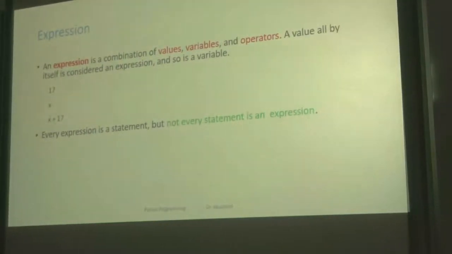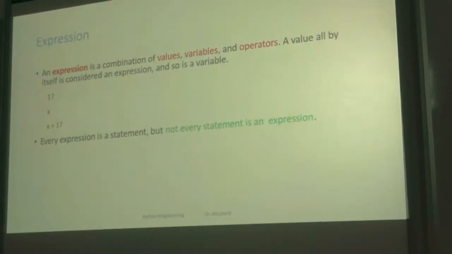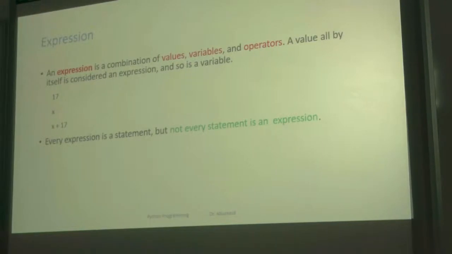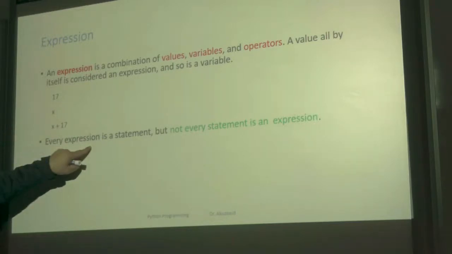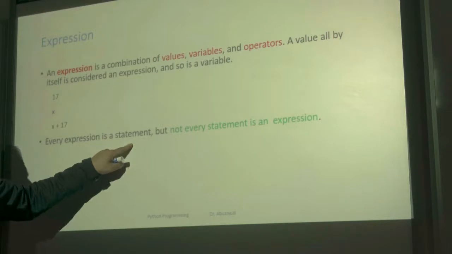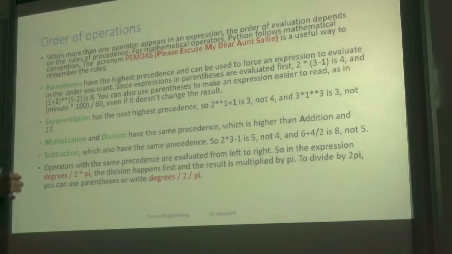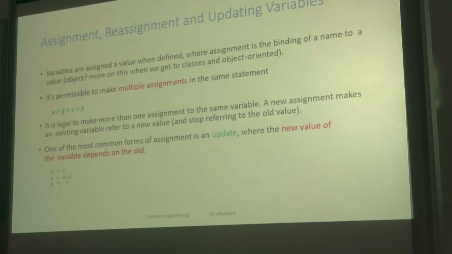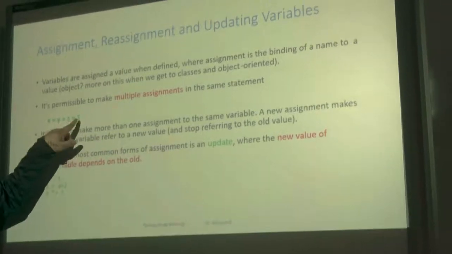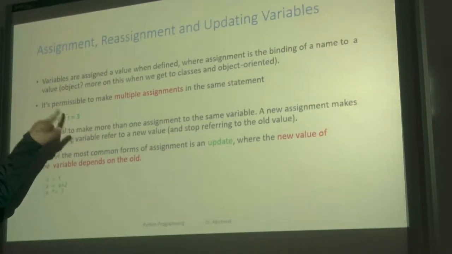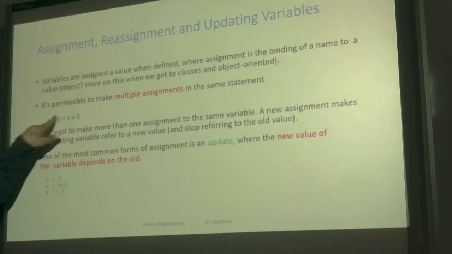Okay. An expression is a combination of values, variables, and operators. A value by itself could be an expression. We always say every expression is a statement, but not every statement is an expression. The order of operation we already spoke about. Then multiple assignment: in here I assigned 3 to z, the value of z assigned to y, the value of y assigned to x. Maybe we did not see this in C++ before, but it's possible in here.